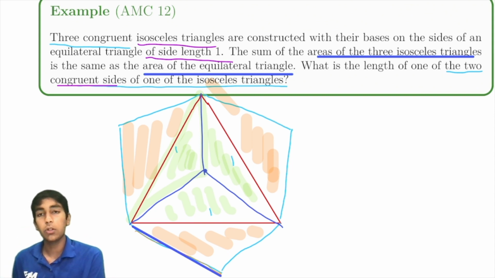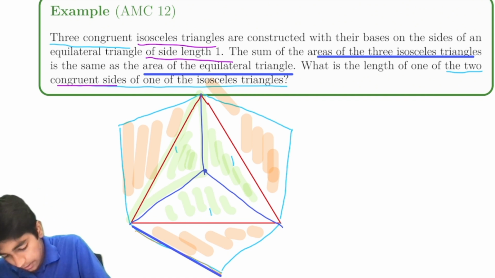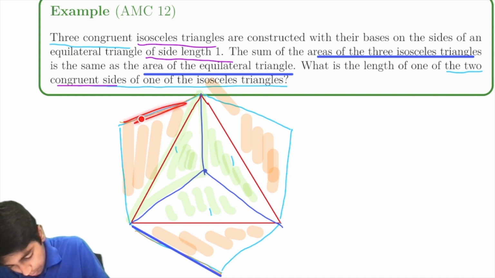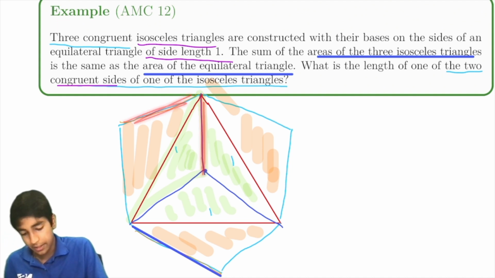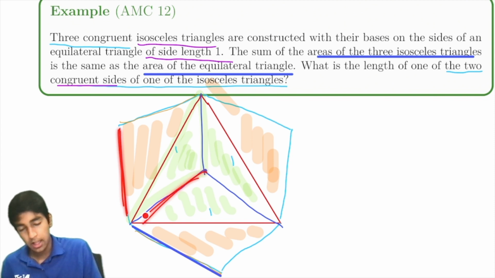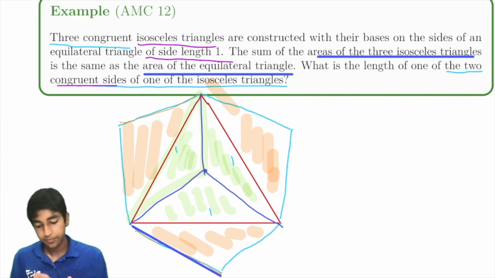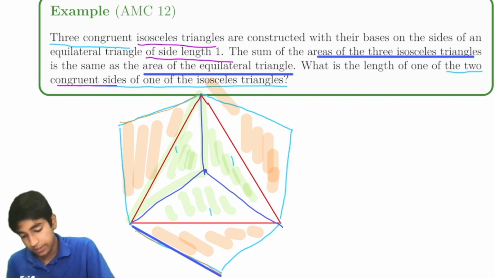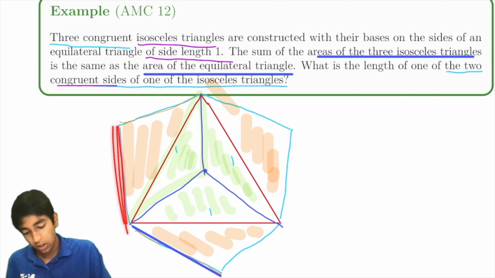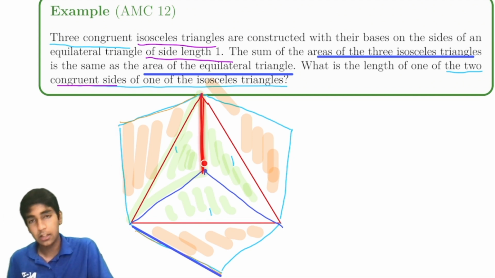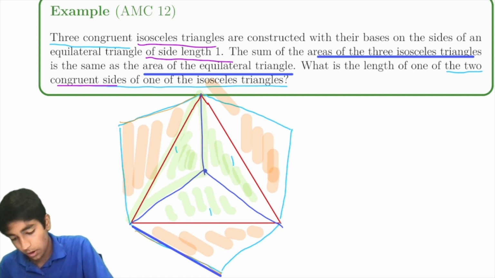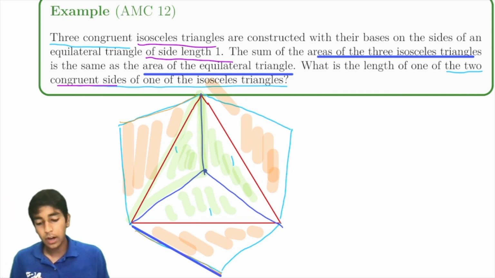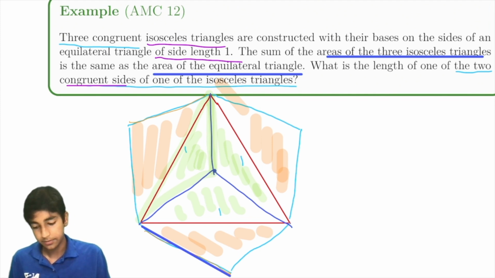And also, if we fold it inwards, we would see that this side right here would correspond with this side, and this side over here would correspond with this side if we folded it in. So then we could see that one of these congruent sides of the isosceles triangle would just be one of these distances over there. Well, how would we find one of those distances over there?